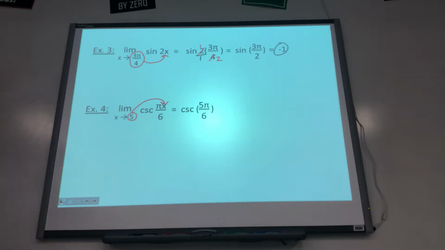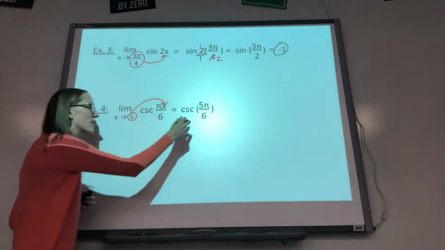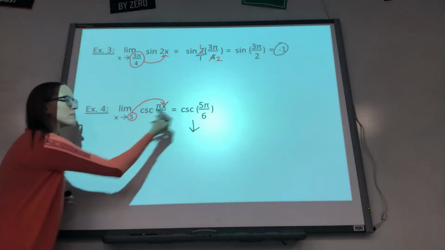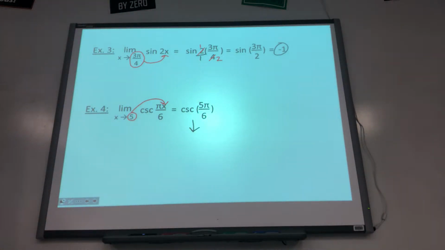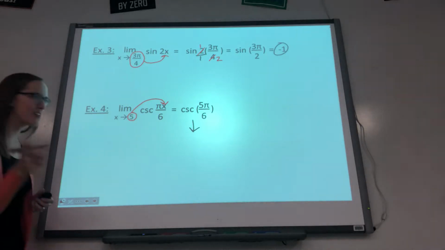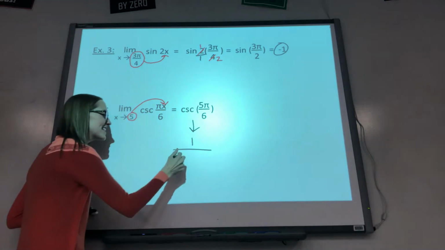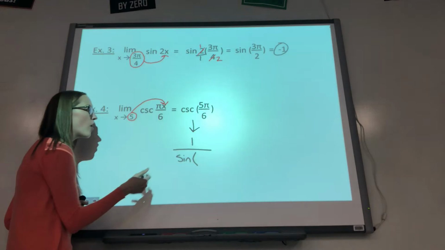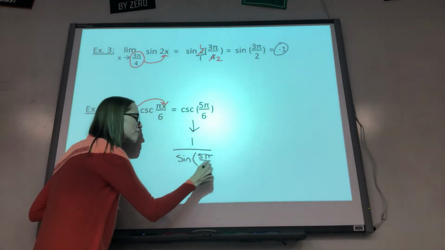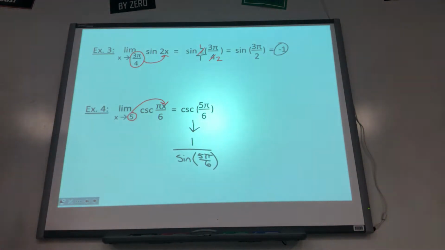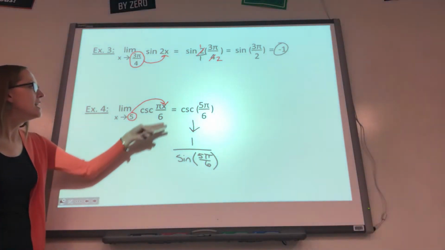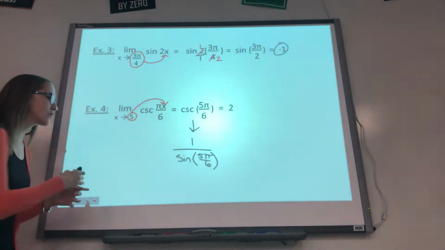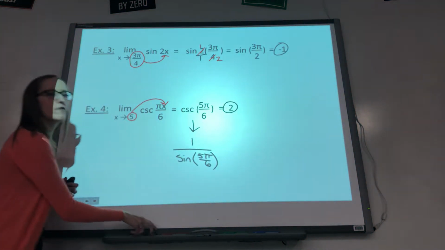Now, if you wanted to type that into your calculator, anybody remember how to type in cosecant? Sine. 1 divided by sine. Cosecant and sine are reciprocals. So I guess you could type in 1 over sine of 5 pi over 6. But again, that seems like a lot of work. You can also just use the table on handy dandy. Cosecant of 5 pi over 6 should give you a 2.